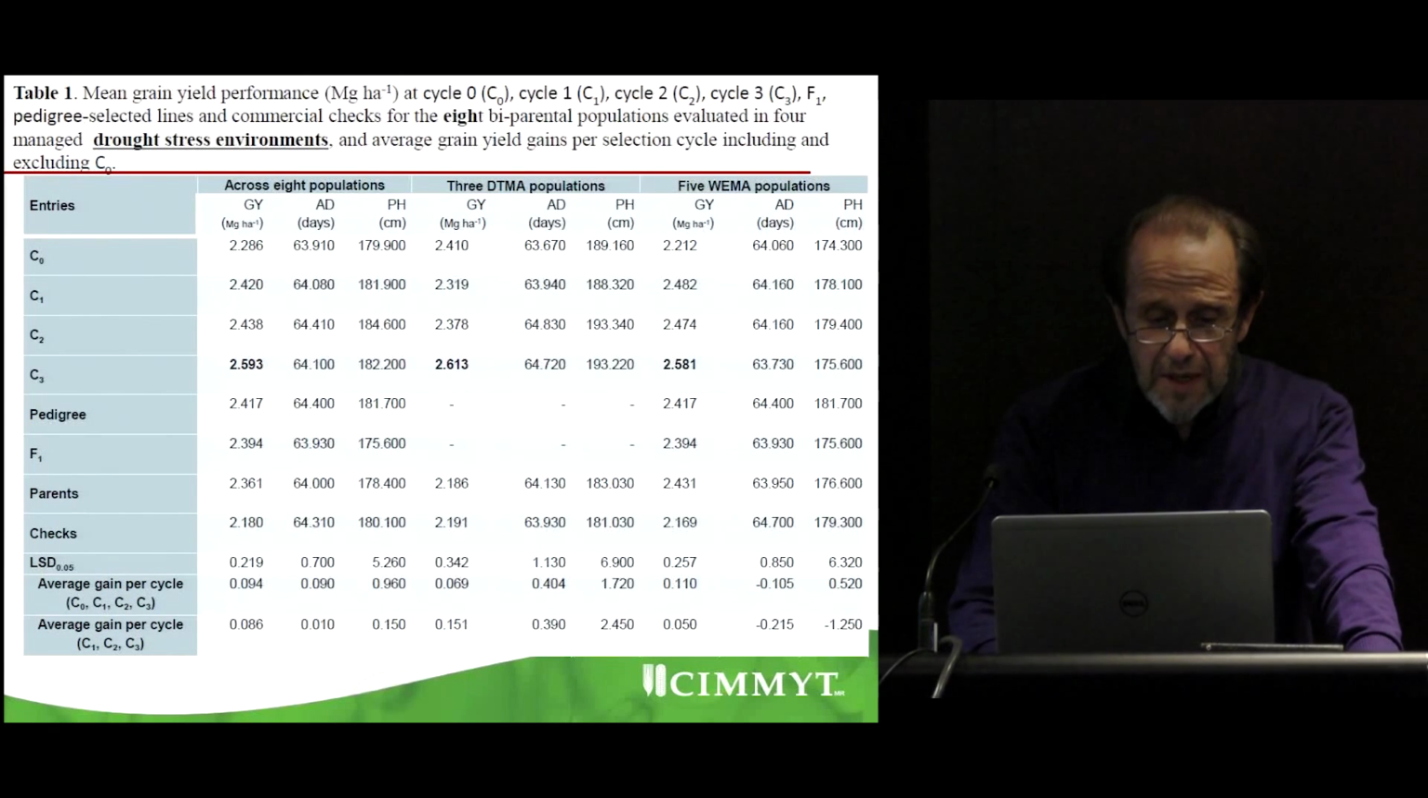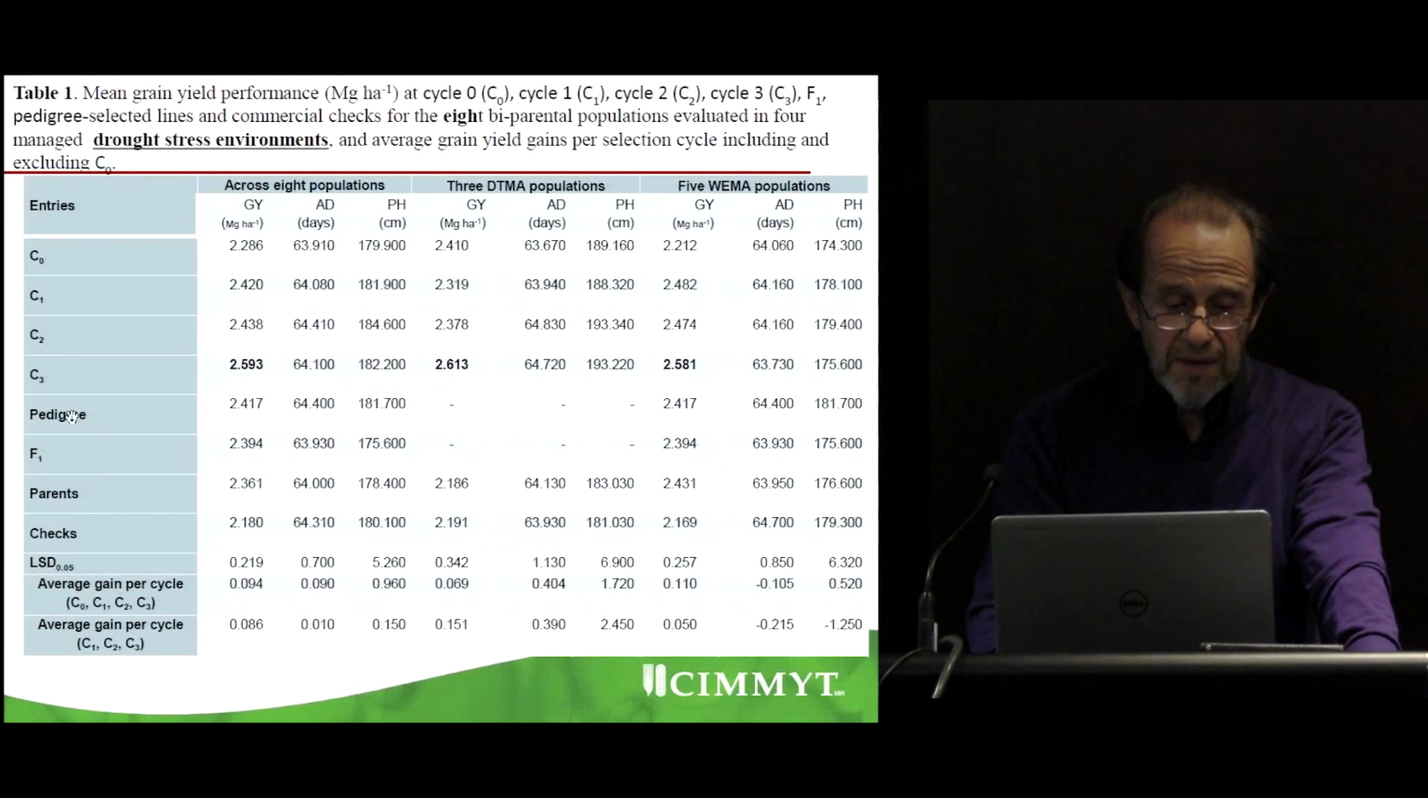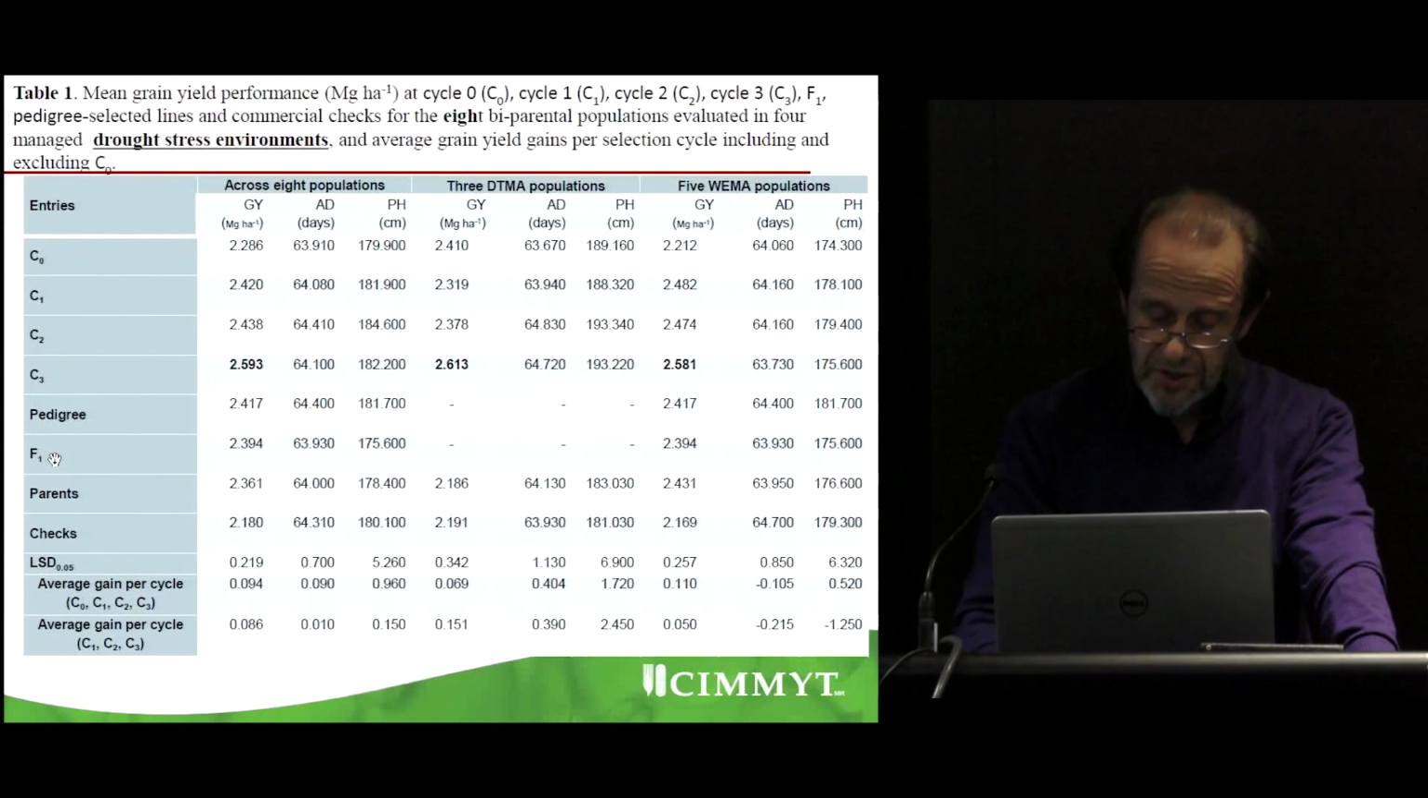So these are the gains after the third cycle, the second cycle of genomic selection. Actually, from here to here, this is phenotypic selection. From here to here, genomic selection. The same for these 3, the same for these 5. They compare this with the pedigree selection, with the conventional selection. And then they have the F1, the cross, and the parents and the checks.